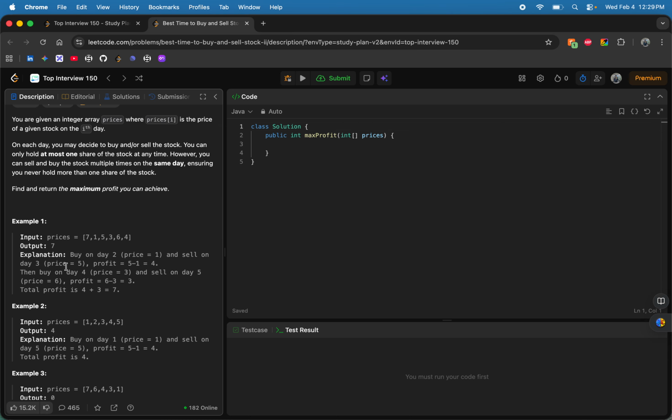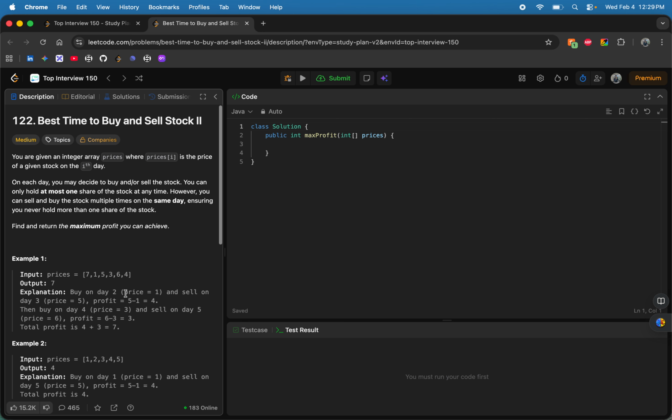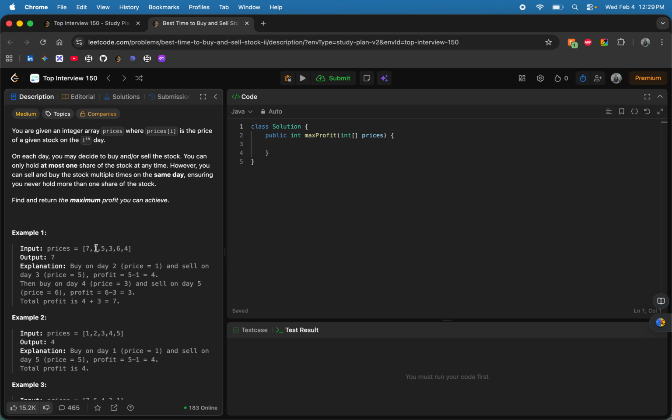Let's try to understand this by one example. Buy on day 2 and sell on day 3, profit is 5 minus 1, 4. Then buy on day 4 and sell on day 5, profit is 6 minus 3, 3. So total profit is 4 plus 3, 7.